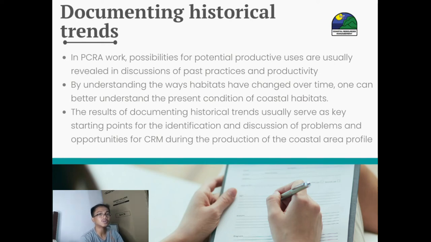To document the past, all you need is a knowledgeable local who is willing to talk about both the past and the newer occurrences. Ask the local stakeholder not just what happened, but why they think it happened that way. These typically reveal the present restrictions, such as population growth causing overfishing or fast agricultural land removal causing siltation. The results of documenting historical trends usually serve as key starting points for the identification and discussion of the problems and opportunities for CRM during the production of the coastal area profile.